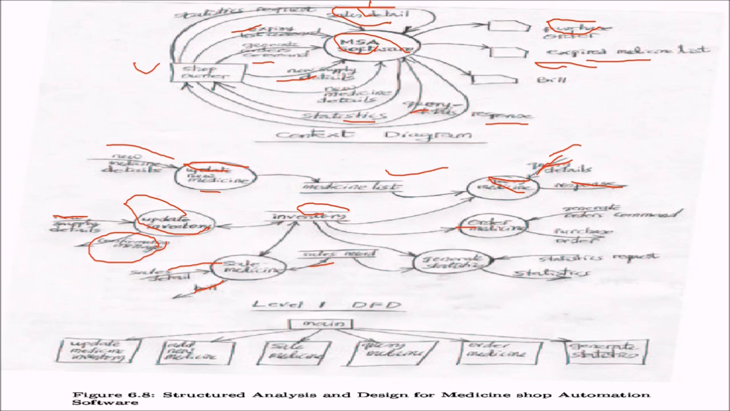This is the ordering of medicine. That is, we can have an order here and we can get the purchase order. We can generate the statistics. That is, we can have a statistic request and a generation of statistics. This is level 1 DFD: updating medicine, adding new medicine, selling sales of medicine, then querying the medicine, ordering of medicine, and generating the statistics.